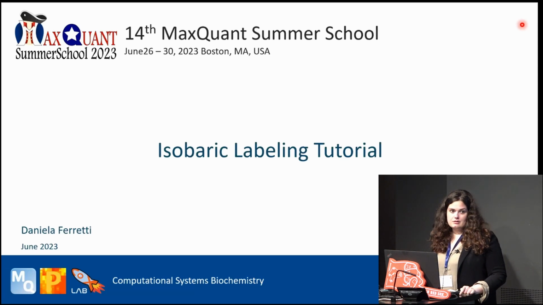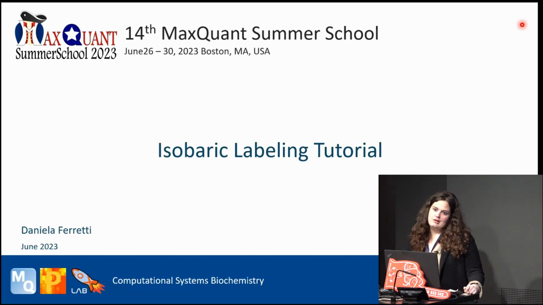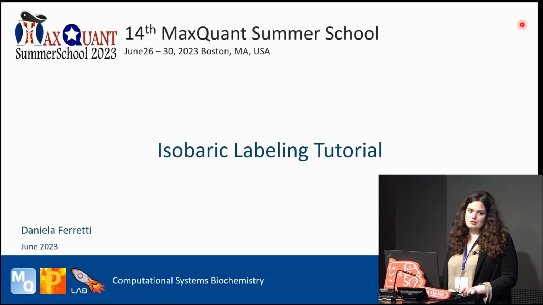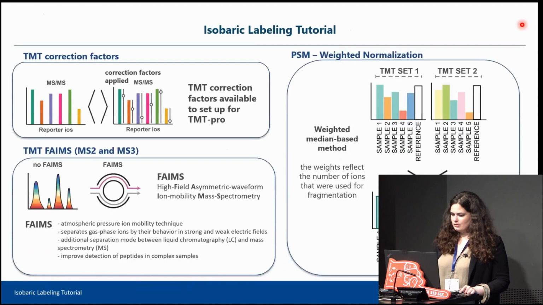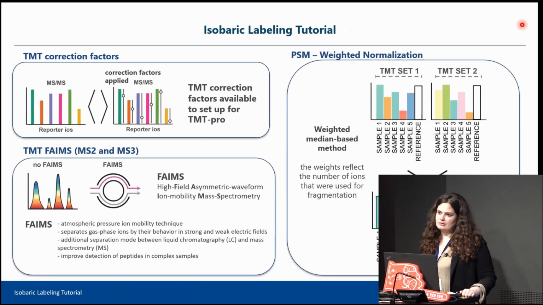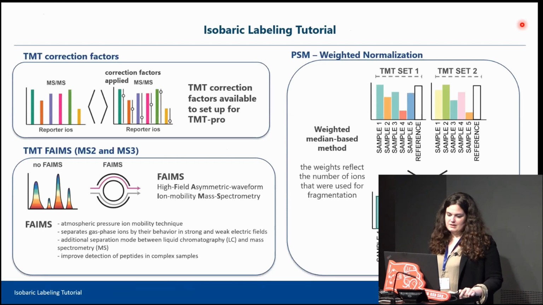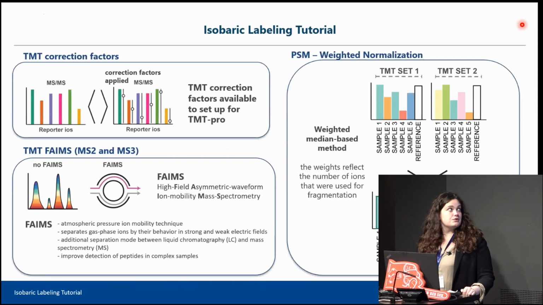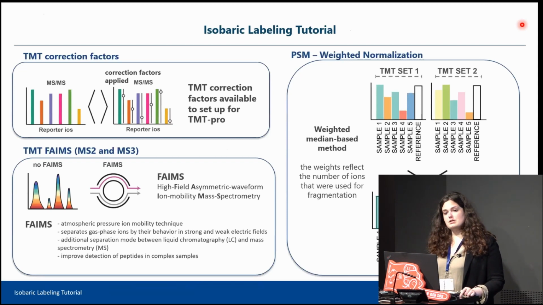Okay, so we will start once again with another tutorial, again in isobaric labeling, but now we switch to a different kind of tutorial. Just briefly, what we did before: we saw a tutorial of how to set up your correction factor in isobaric labeling with MaxQuant, and then how to analyze this data in Perseus. I introduced that now it's possible also to run TMT frames in MaxQuant.